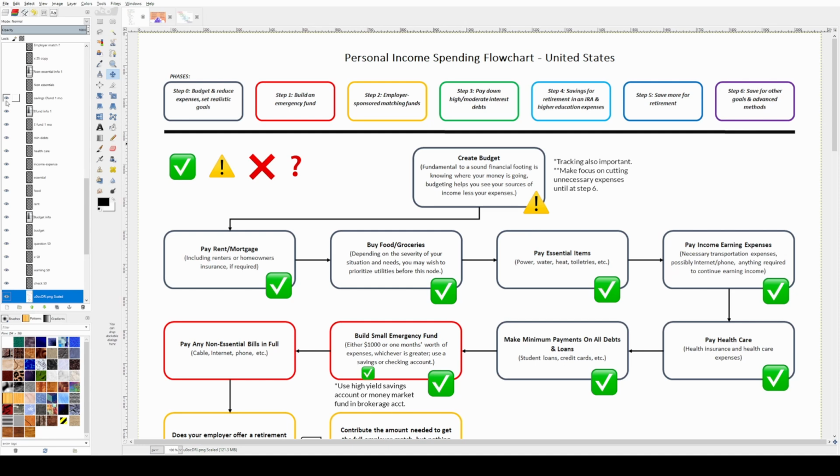The additional benefit of having it in, let's say, your savings account rather than a checking account is that it's physically separate from your checking account or whatever your general spending account is. After that, the flowchart has us pay any non-essential bills in full.